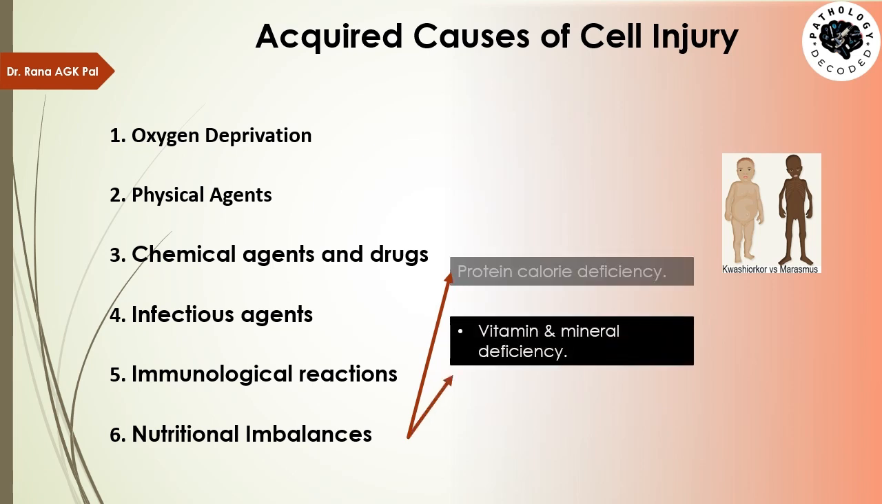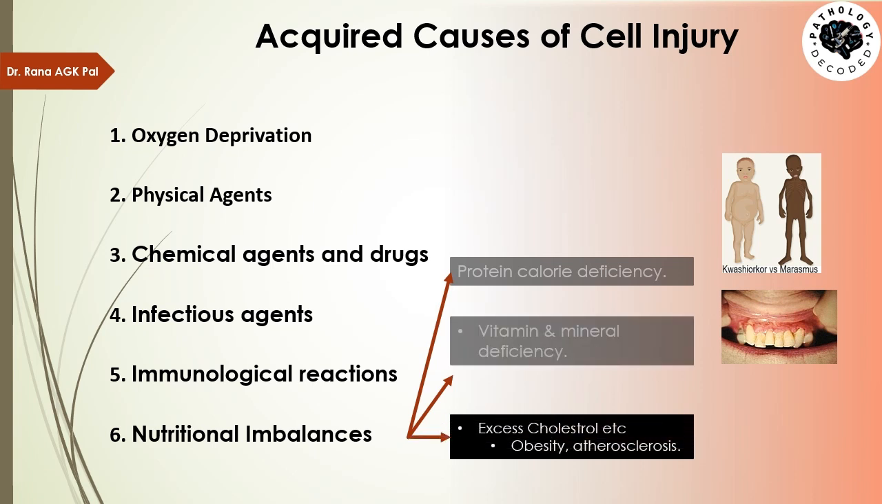Then various vitamin and mineral deficiencies can lead to cell injury. One very common example is a condition known as scurvy, which is caused due to vitamin C deficiency. So there is bleeding and there is damage to the superficial skin and the collagen of the body. And then excess nutritional imbalances can also lead to cell injury. These include obesity, and excess cholesterol intake can also lead to deposition of fat in the blood vessels in a condition known as atherosclerosis.